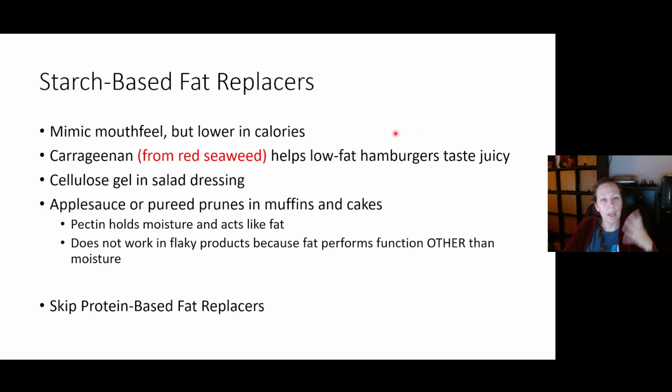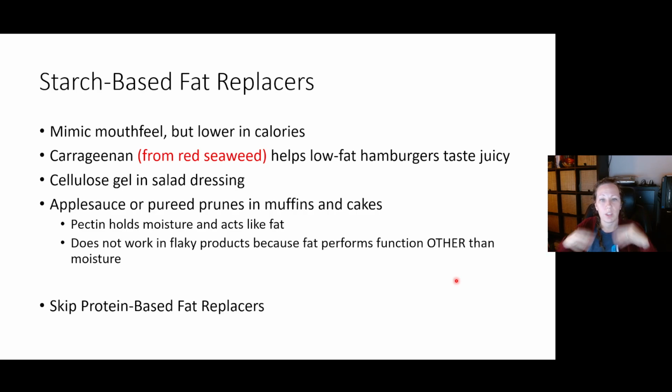So fat itself binds flavor compounds, and when you are eating something that has fat with the flavor compounds bound to it, you will gradually have those flavor compounds released from the fat and into your nasal passages, and you experience the flavor. If those flavor compounds are not able to bind to fat because you have a fat-free product that you're just using starch for example, you're going to get all of those flavors all at once instead of them gradually being released from the fat.